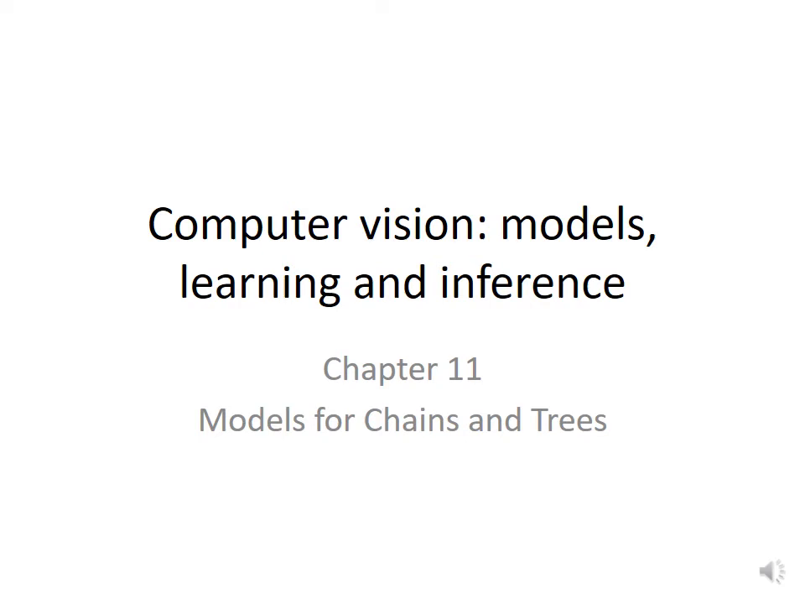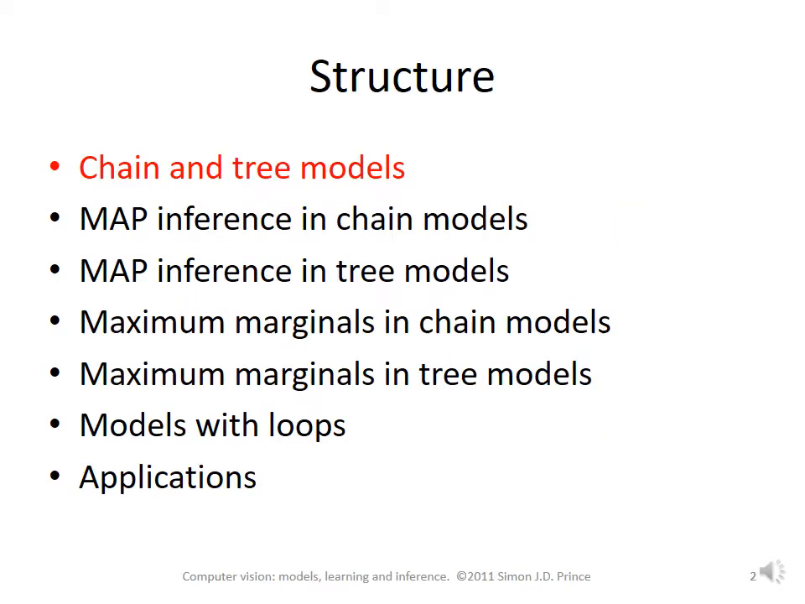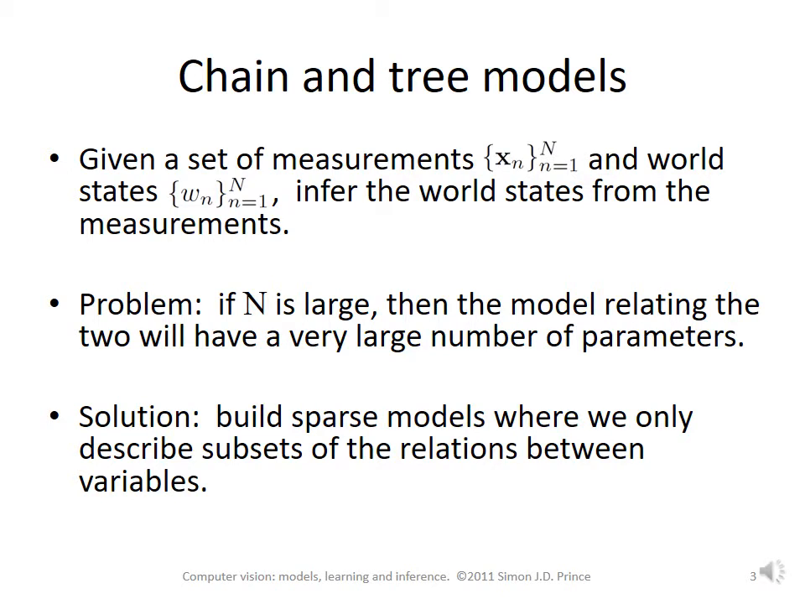Hello everyone. This time we'll be talking about graphical models again, especially focusing on performing MAP inference on chains as well as trees. So we'll have a typical situation of having a number of sites n, and for each of these sites we have some measurements x, and we want to estimate some world state w.